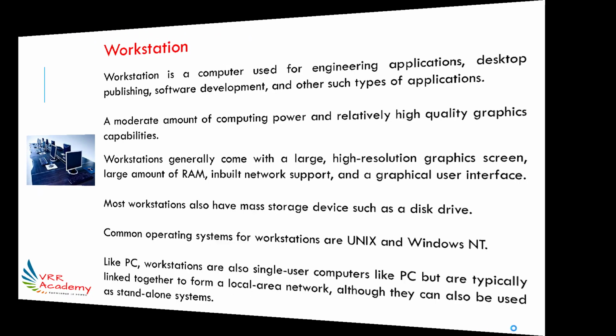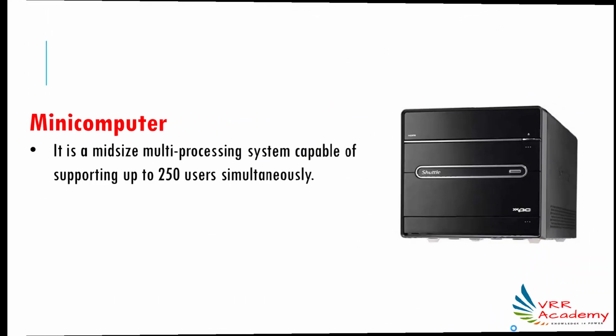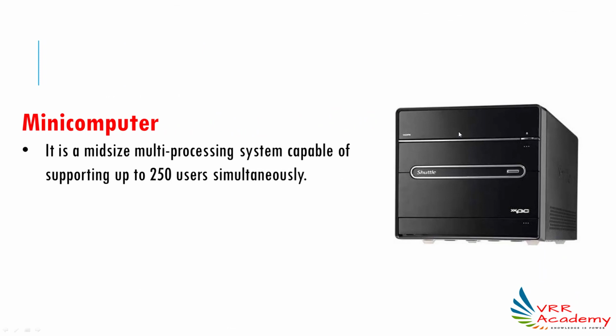Now, the third type of computer is a minicomputer. We already discussed, this is also a powerful computer compared with workstations. Here it can support around 250 users simultaneously. So it is a mid-size multi-processing system. It can support more users. That means most of these machines can be used as a server. What a server is, you will understand in one more chapter we have for networks, where we are going to discuss that.